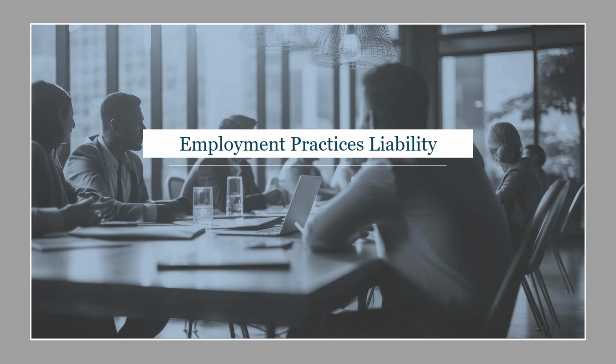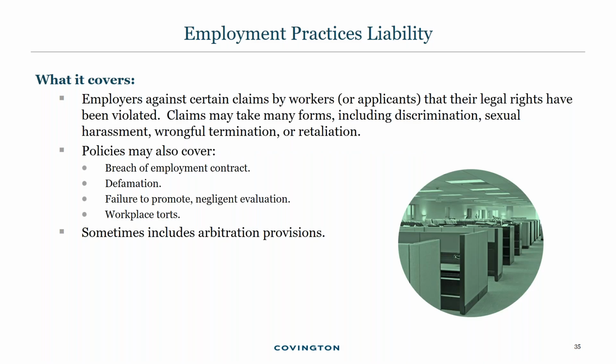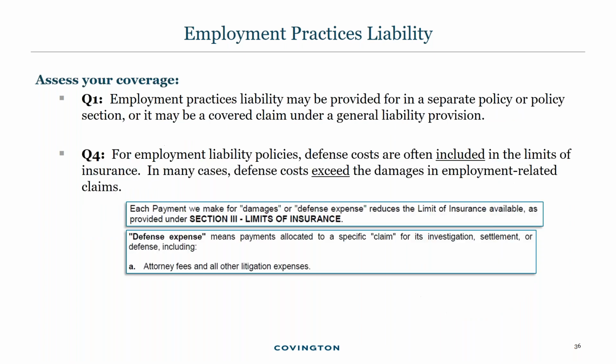Claims may take many forms, including discrimination, sexual harassment, wrongful termination, or retaliation. Policies may also cover breach of employment contract, defamation, failure to promote, negligent evaluations, workplace torts. Sometimes these policies may include arbitration provisions. So whenever you have a bunch of people working together or working with management, there's a possibility that someone may feel that they have been wronged, and this is the type of policy that you'll want to protect yourself against that circumstance.